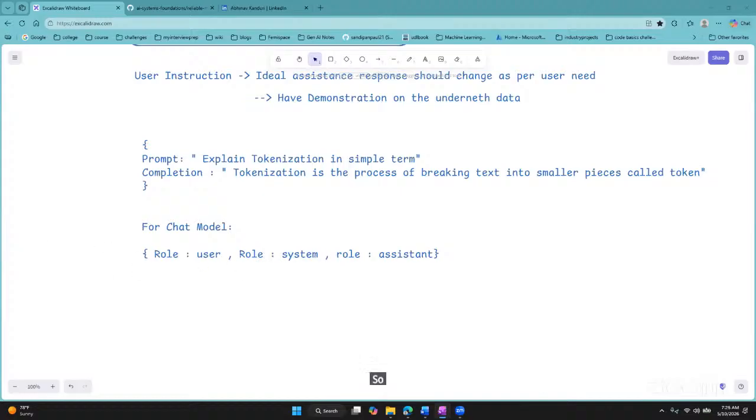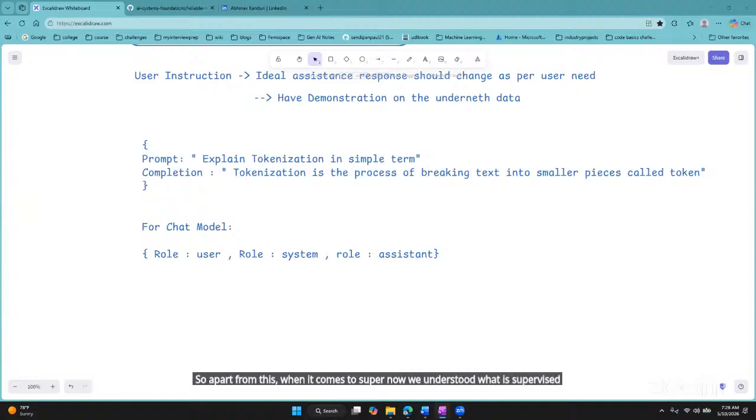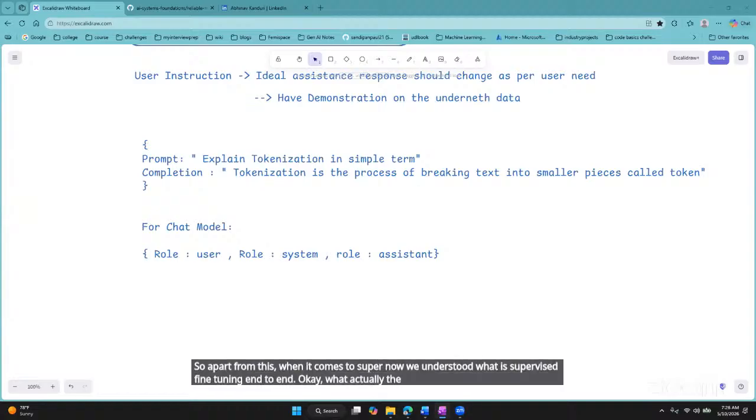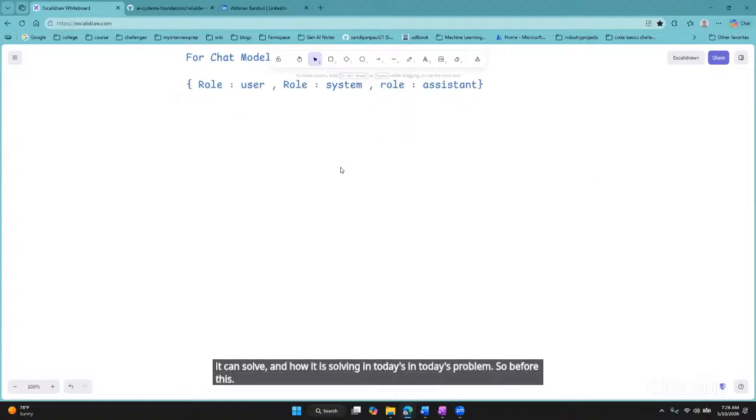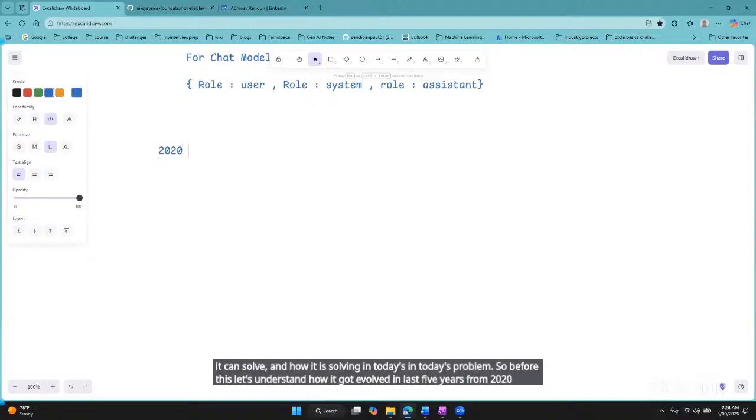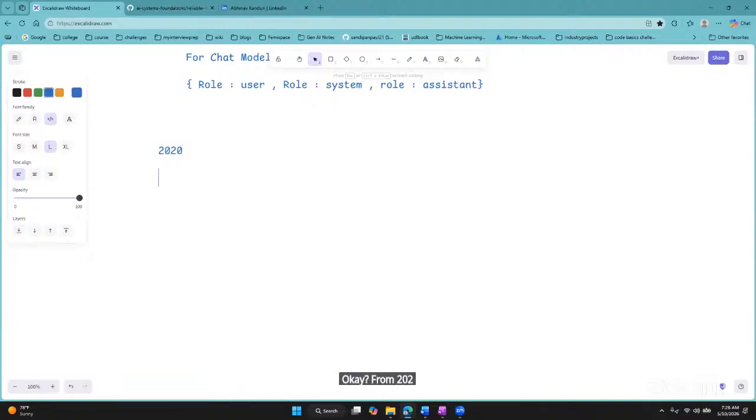So now we understood what supervised fine tuning is end to end, and the concept underlying it. Then, what else can it solve, and how is it solving today's problems? Before this, let's understand how it evolved. In the last 5 years, from 2020, there was something called large pre-trained few shot behavior.